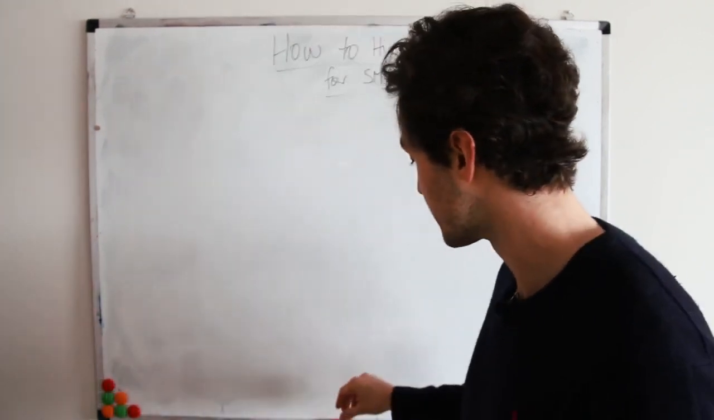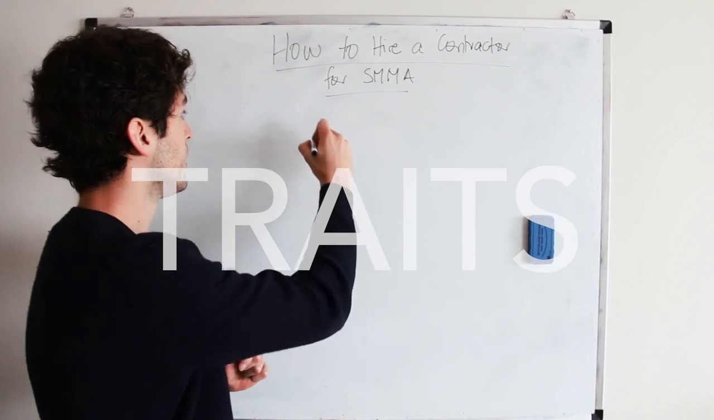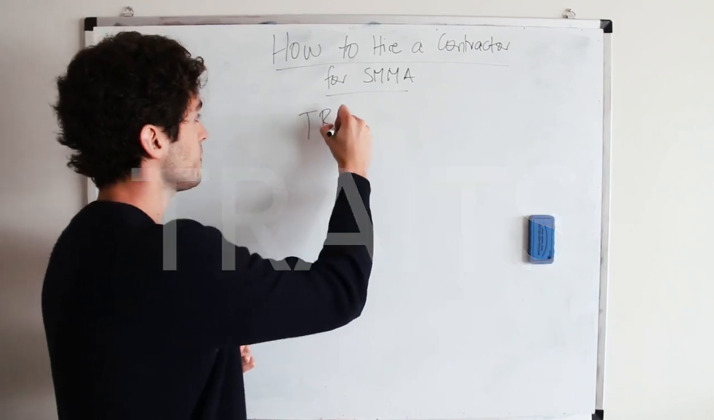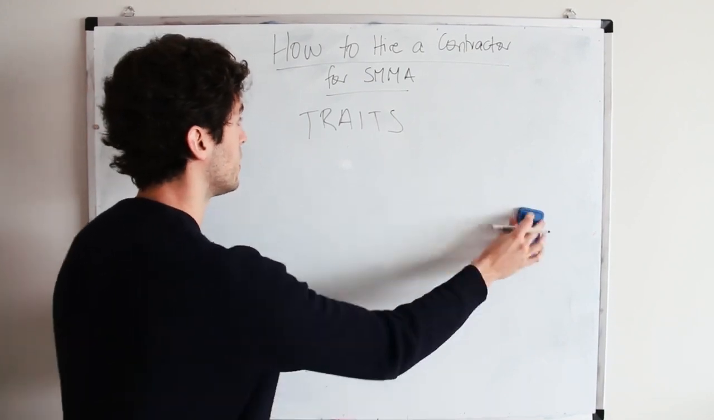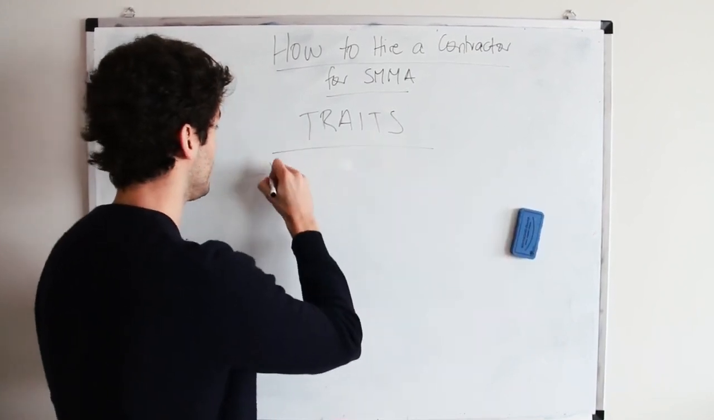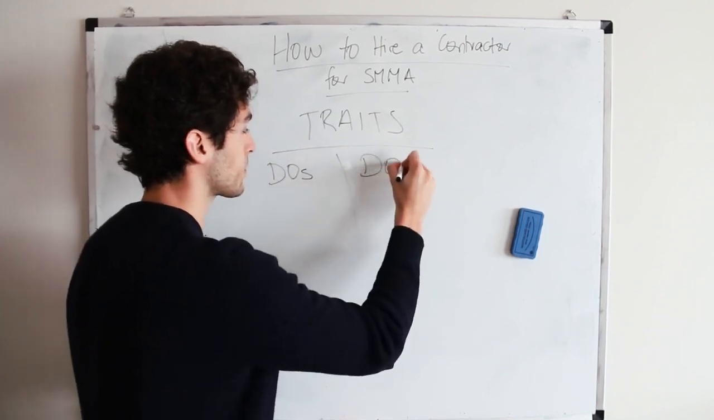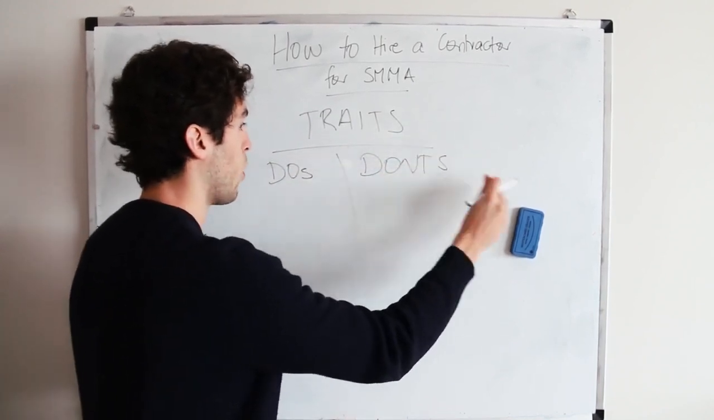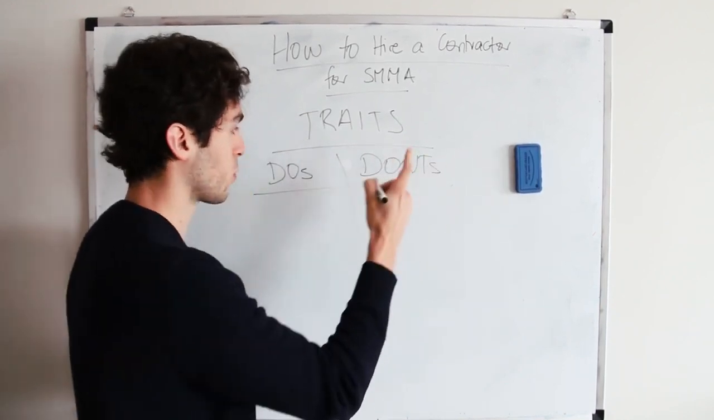The first thing that I want you guys to consider is, where's my pen? There we go. Is the traits. So let me see. Okay, traits. And I'm going to divide this into do's and don'ts. Okay. So what is a trait that you are looking for? Actually, let's start with the don'ts.